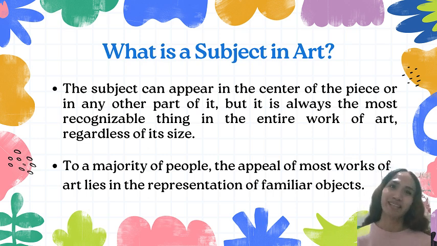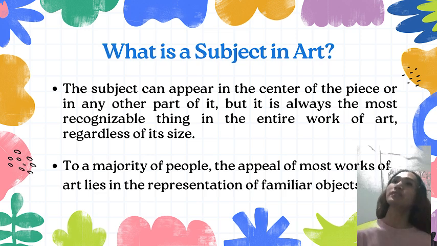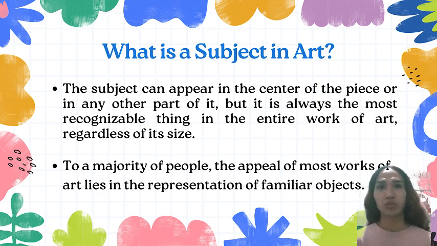Another example is a painting of a fruit bowl. The fruit bowl is the subject because it's the main thing the artist wants you to notice. The subject is usually the most recognizable part of the artwork. It might be in the center or anywhere else in the piece, but your eyes are naturally drawn to it because it stands out the most.